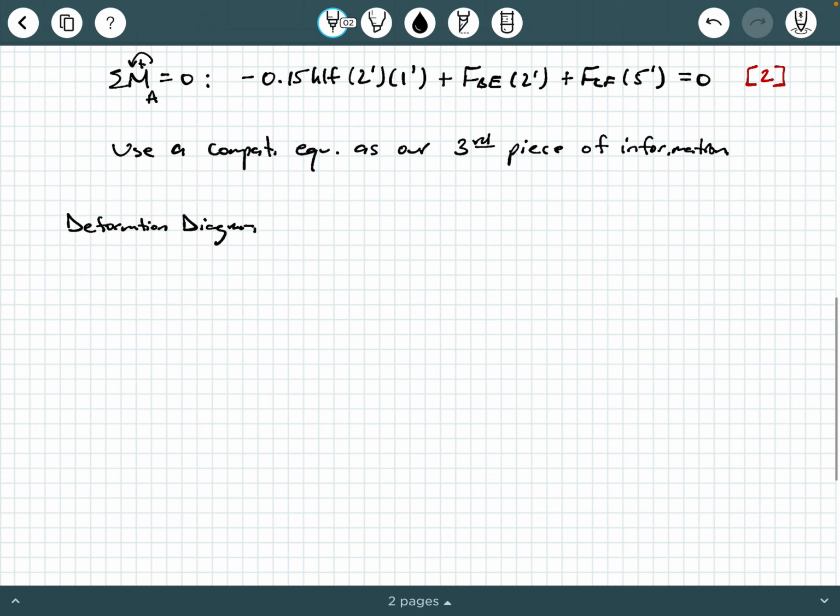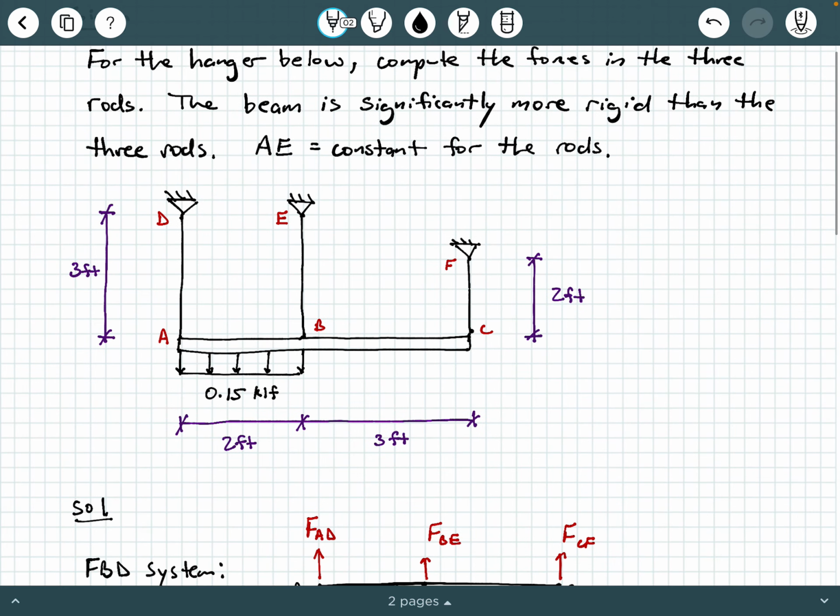Okay, so the first thing I'm going to do is draw a straight line segment that represents the beam. So here's point A, and then point B is 2 feet over from that, and point C is 3 feet over from that. Now, when these 3 rods elongate, are they all going to elongate by the same amount and the same way? No, not really. They're going to elongate based on the axial elongation formula, FL over AE.